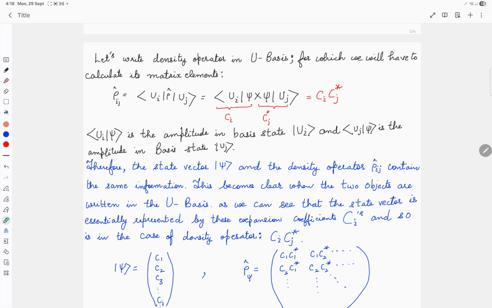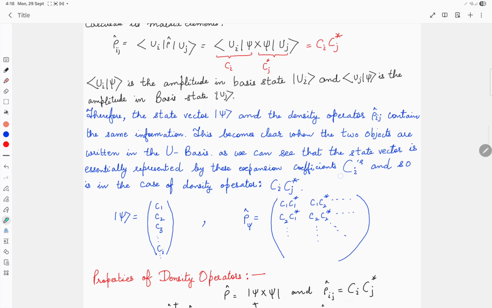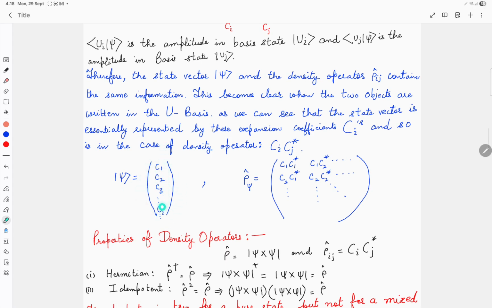So therefore, for the state vector ket psi and the density operator, we now have two equivalent representations. One is the state vector, which is ket psi, and the other is the density operator, which is rho ij. The matrix elements are calculated like this: Ci Cj conjugate, whereas ket psi is basically a vector whose elements are the coefficients, like this. These are the two equivalent counterparts for representing this quantum system: the state vector and the density operator.